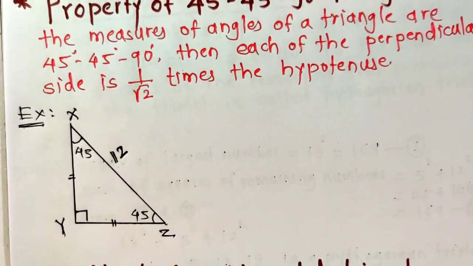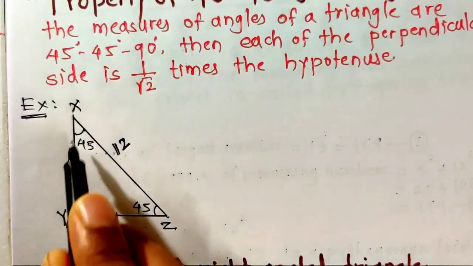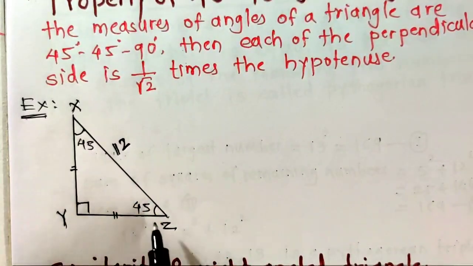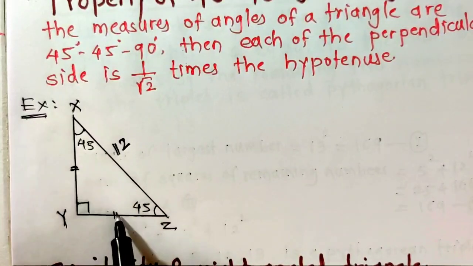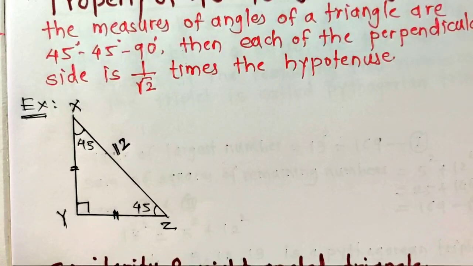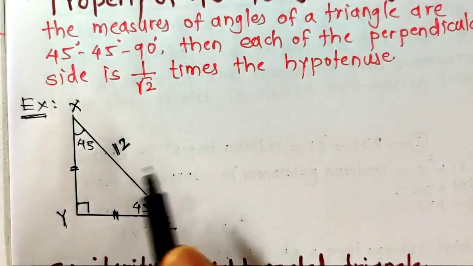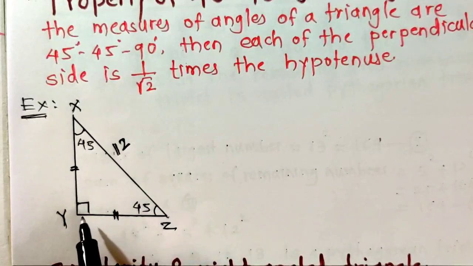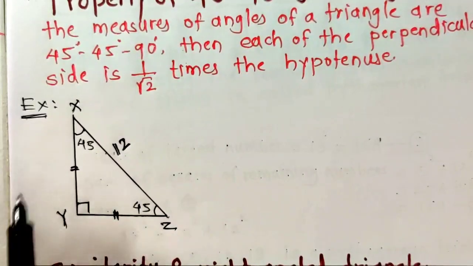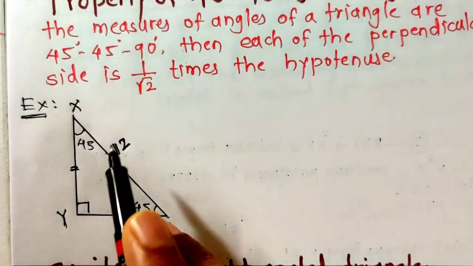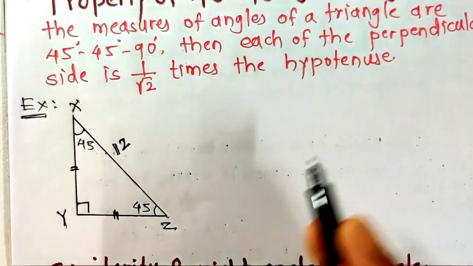Now how to use this property in a triangle? Here the triangle is shown in which the measures are 45, 45 and 90 degrees. Then the perpendicular sides are always congruent. So that theorem says if the measures of the angles of a triangle are 45, 45, 90, then it is an isosceles right angle triangle. Isosceles means two sides are congruent. Then the perpendicular sides are 1 upon root 2 times the hypotenuse.